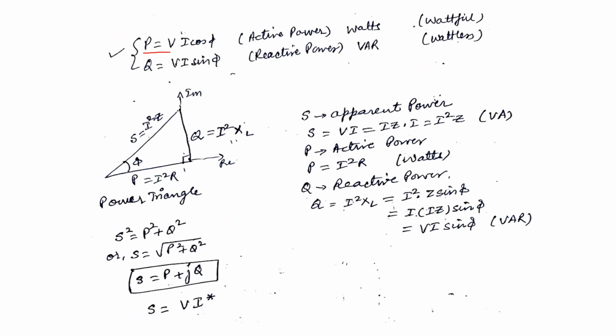So the active power is P equal to VI cos phi. The unit is watts. This is also the product of voltage with the wattful component of the current, I cos phi. This is the active power, the real power.